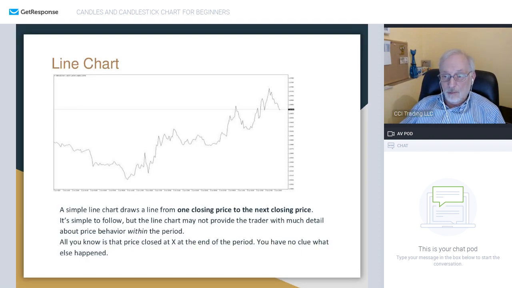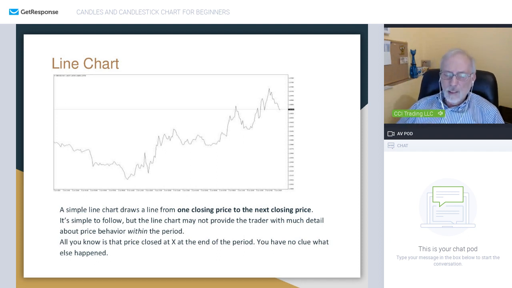Line chart. The line chart is very simple, one of the simplest charts. It's a chart where we have a line drawn from one data point to another, so from one closing price to the next closing price, and normally those would be dots which are connected with a line. It's very simple to follow, but the line chart will not provide you, the trader, much detail about the behavior within the period. It means that, let's say if it's a 1 hour chart, every 1 hour we look at the price and put a dot on this chart, and then we put another dot, and then we connect it with lines.